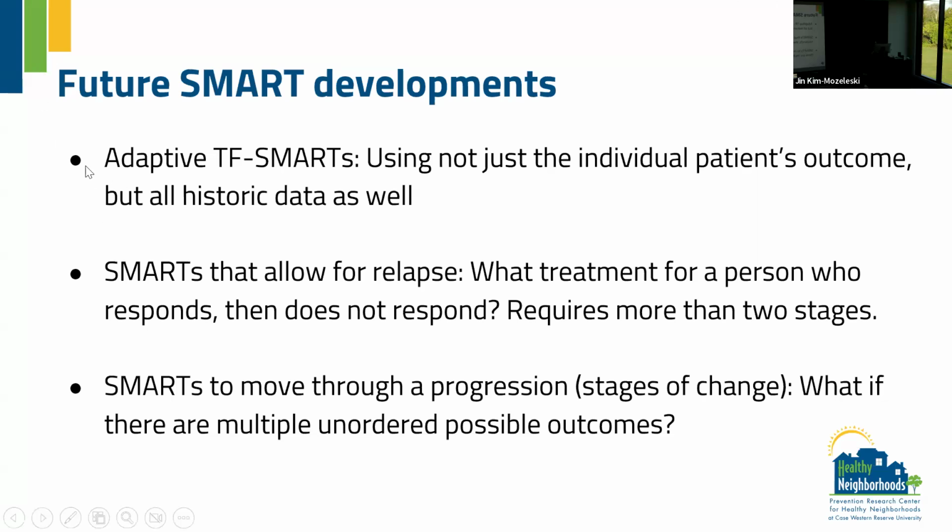And then I have a student who's working on adaptive tailoring function SMARTs. So rather than just using that patient's outcome for the intermediate randomization probability, thinking about incorporating all that historic data too: what have other people responded to well, and using that information.